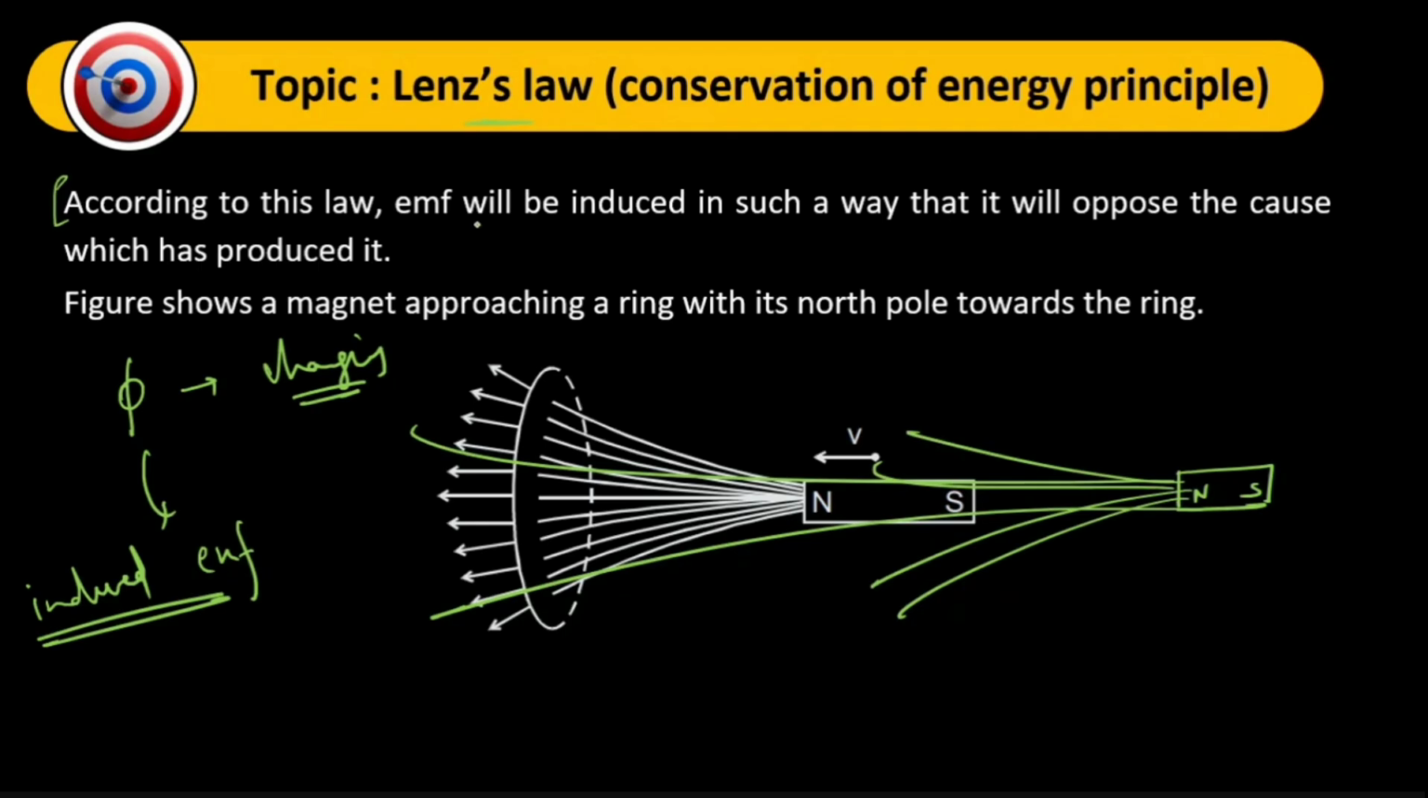So this is what the law says. According to the law, EMF will be induced in such a way that it will oppose the cause which has produced it. By whatever means it is produced, it will oppose the cause of its own production. This is what the law says, and this is how we are going to use it to find the direction of current.